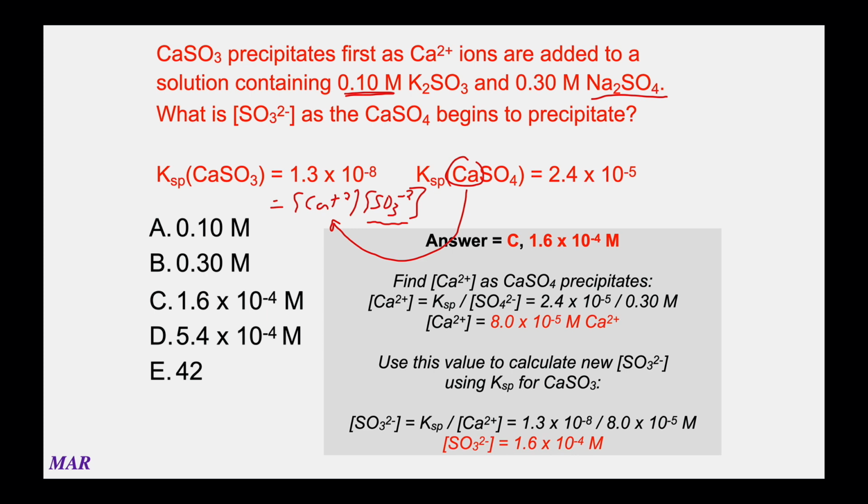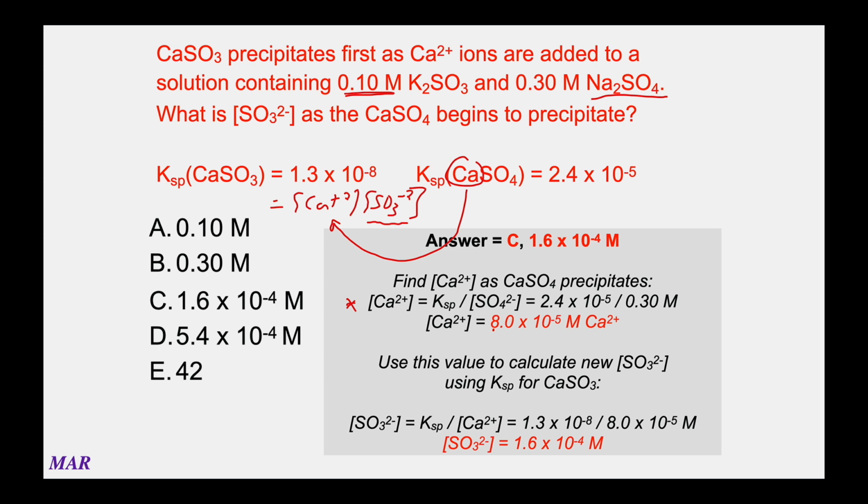So in this problem, the answer comes out to be 1.6 times 10 to the minus 4. But let's go through here and figure out what's exactly going on. First of all, like I said, you need to figure out the calcium required to make the calcium sulfate, the more soluble thing, make a solid. So you take the calcium sulfate KSP, 2.4 times 10 to the minus 5, you divide it by the sulfate concentration, 0.30, and you need to make the calcium ion 8.0 times 10 to the minus 5 moles per liter to make the calcium sulfate precipitate.